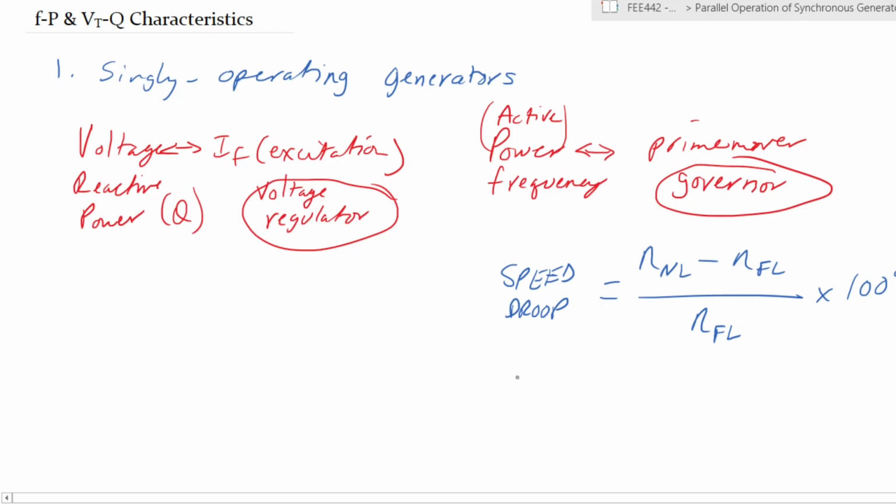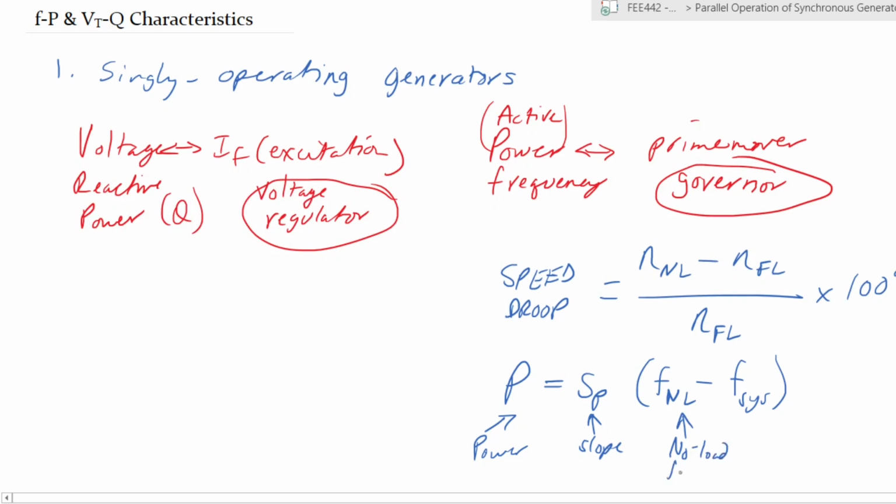Okay, so in the case of power, you will have power is equal to SP into no load frequency minus frequency of whatever system there is, whereby the power is active power or generator output. SP is now a slope of a characteristic we will see shortly. This is your no load frequency of the generator at that particular set of generator settings. And you have system frequency, the frequency of the system that you are supplying.